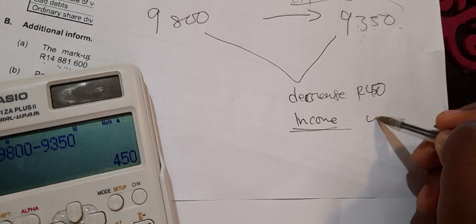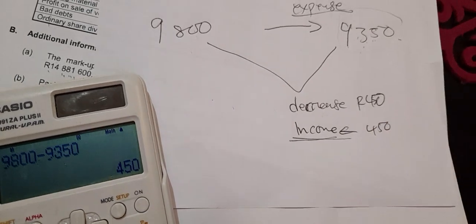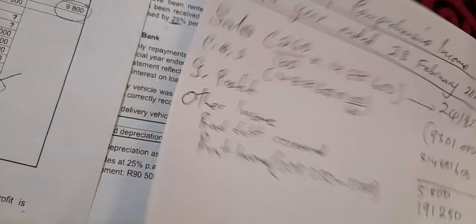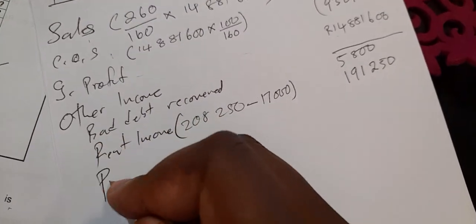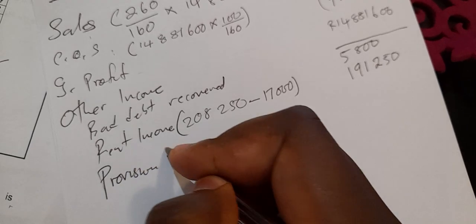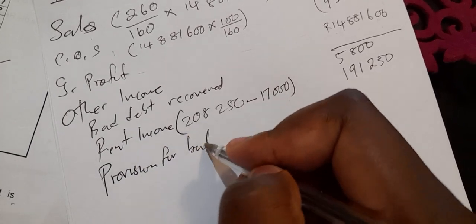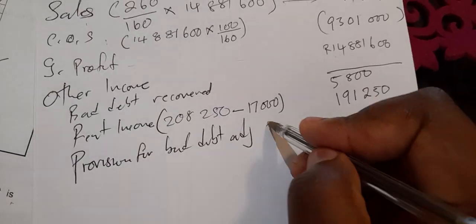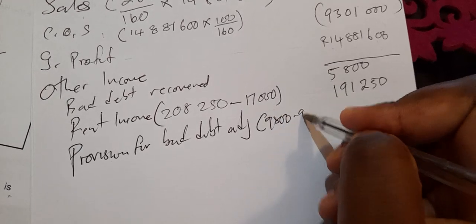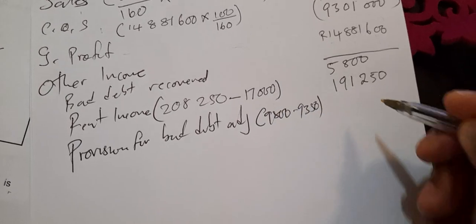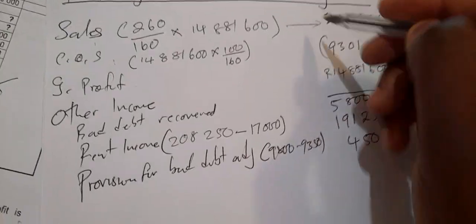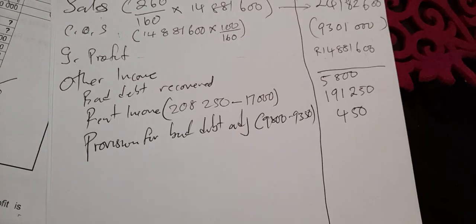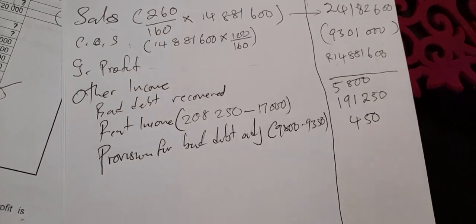So a decrease of 450 is our what? Is our income. So again, we come to our income statement. We adjust the provision for bad debts adjustment, open bracket, 9,800 less 9,350. That gives us 450 as our income. Let me just draw a line to separate the calculation and the answers there.